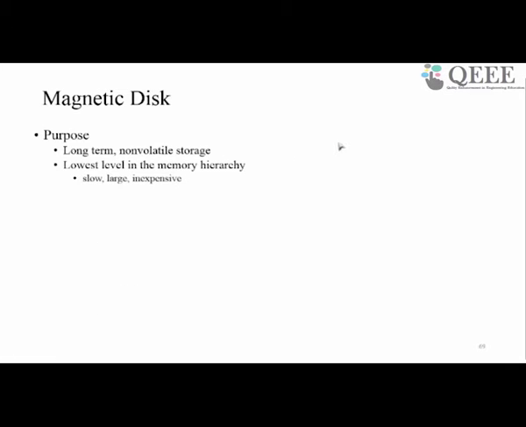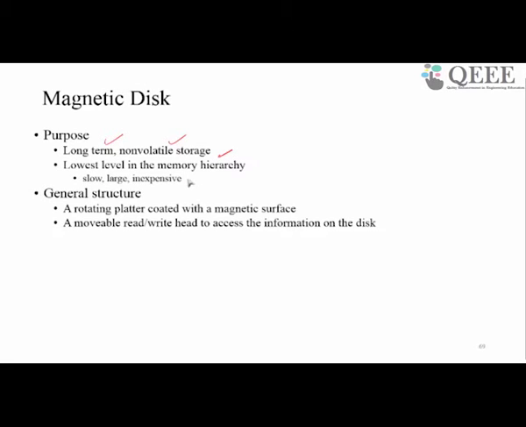Then we will see that external storage devices or secondary storage devices, for example the magnetic disks. The advantage is that long term storage is possible. It is a non-volatile storage, power is not required, and it is the lowest level of the hierarchy in the systems: low, slow, large and inexpensive.